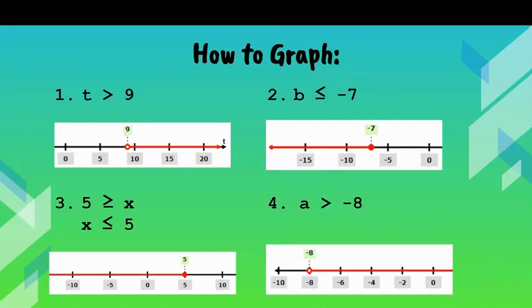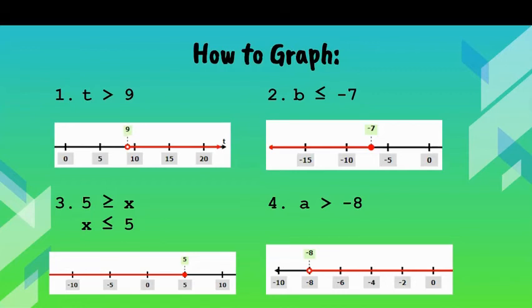For number 3, we got this solution. 5 is greater than or equal to x. However, we always want to put our variable first. If we do not put our variable first, then our graph does not always match. So we're just going to flip the x and the 5 so that the x is on the left and the 5 is on the right. When we do this, we also need to flip the inequality symbol.